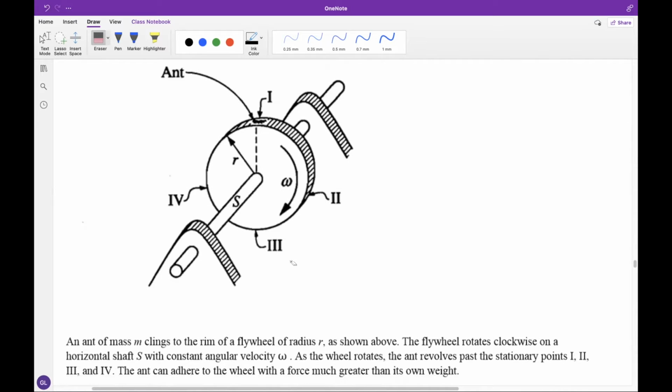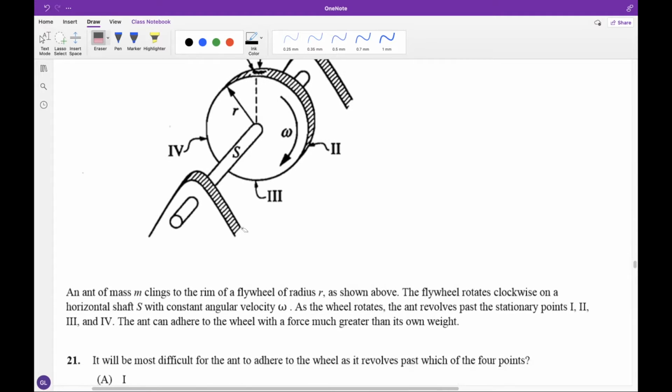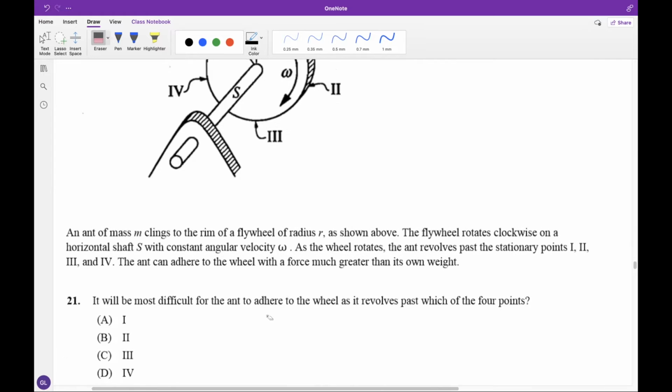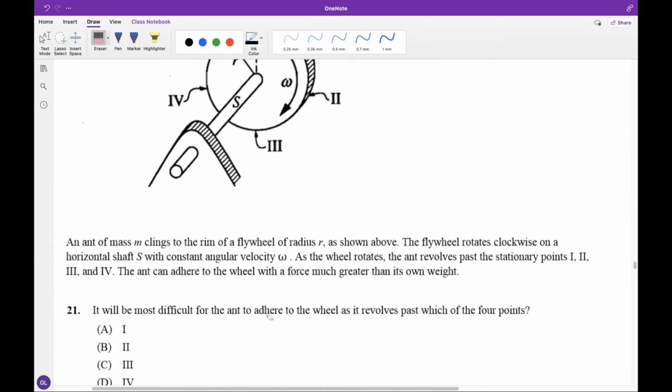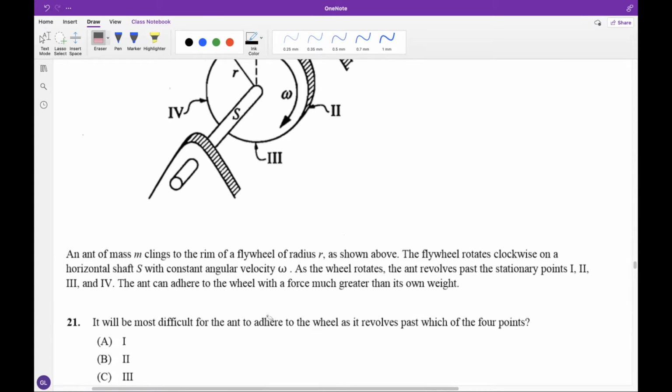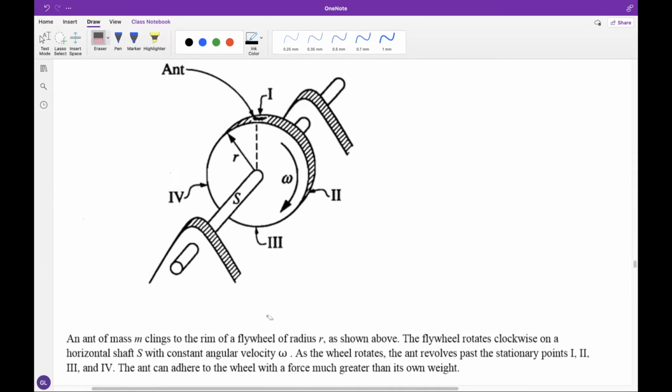So an ant of mass M clings to the rim of a flywheel of radius r, as shown above. The flywheel rotates clockwise on a horizontal shaft S with a constant angular velocity omega. As the wheel rotates, the ant revolves past the stationary points 1, 2, and 3. And the ant can adhere to the wheel with a force much greater than its own weight. It will be most difficult for the ant to adhere to the wheel as it revolves past which of the 4 points here?